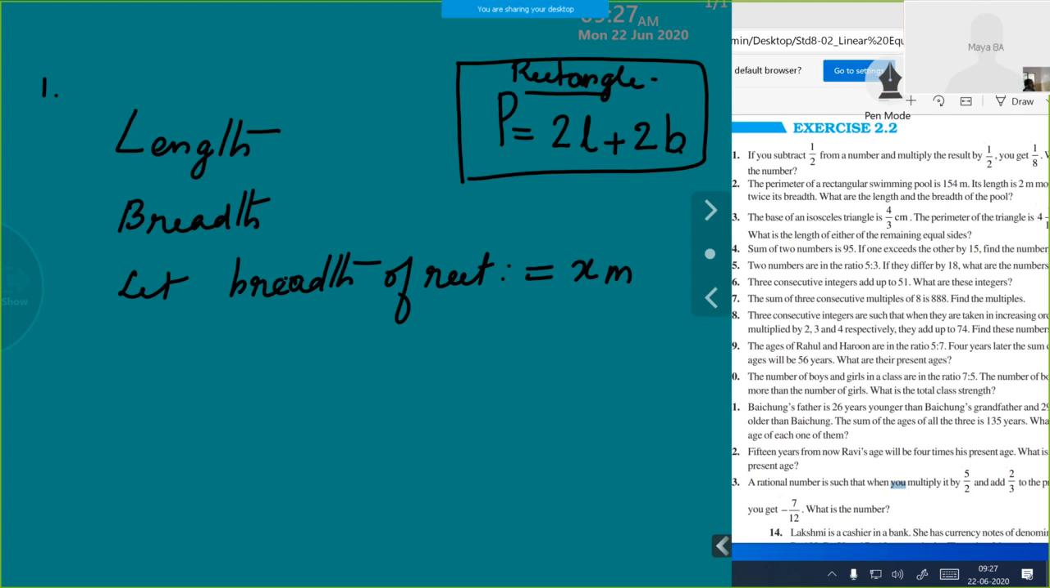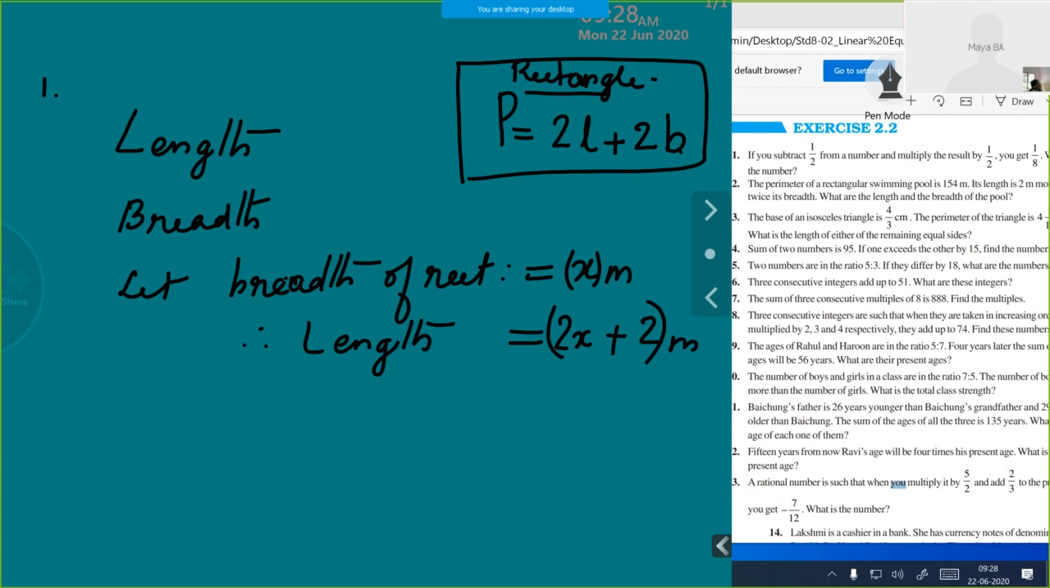Now, what is given? Length is 2 more than twice the breadth. Listen how I am writing. Length is 2 meter more than, which should be replaced by addition, twice of the breadth. Twice means multiply by 2. Multiply breadth by 2, so 2x. So length will be 2x plus 2.